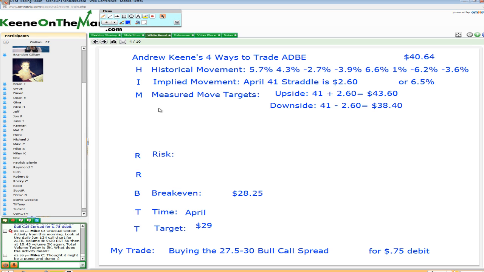So this is 4 different ways. One's going to be buying movement. One's going to be selling movement. One's going to be buying, getting long, and one's going to be getting short in Adobe for earnings today after the bell.